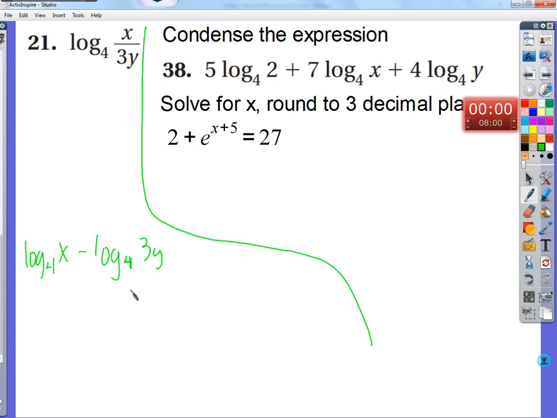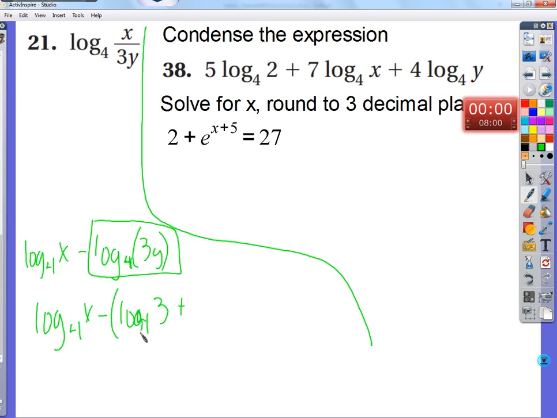Now, this is a product itself, so it can be expanded too. But remember, whatever this expands out to be, it's being subtracted. So that whole thing, in parentheses, needs to be subtracted. Log base 4 of x minus log base 4 of 3 plus log base 4 of y. Or we can distribute the negative to both: minus log base 4 of 3 minus log base 4 of y.